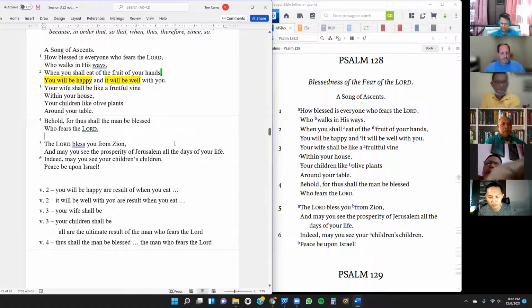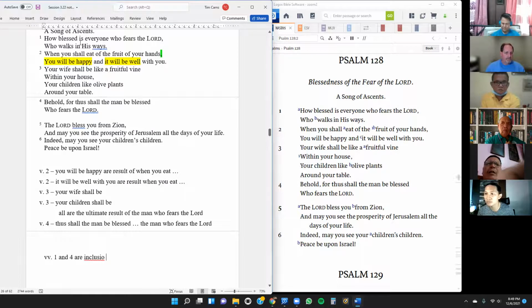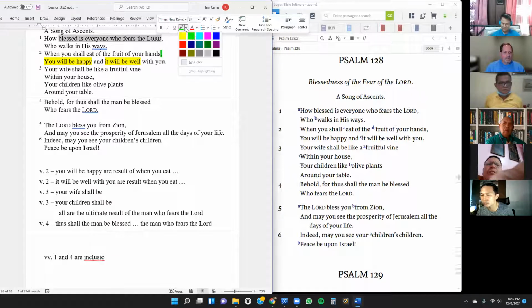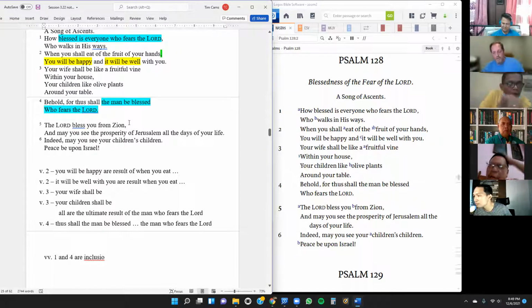It's an inclusio. Yeah, you're right. Verses 1 and 4 are an inclusio. How blessed is everyone who fears the Lord; thus shall the man be blessed who fears the Lord. All right. So all this, I'll put it in another color here. So yeah, that's an inclusio, which brackets the first 4 verses.